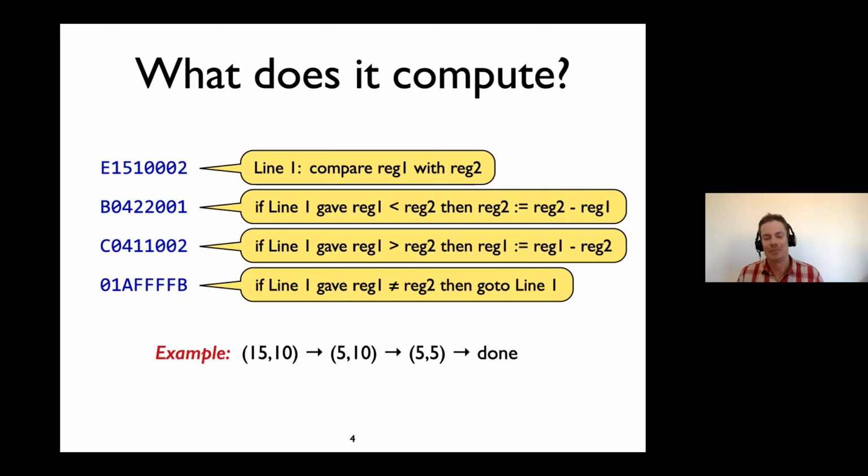So here's an example. GCD? Yes, that's right. I thought this is a cute piece of machine code. It's very short, surprisingly short, I'd say.